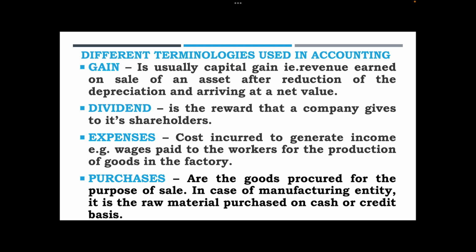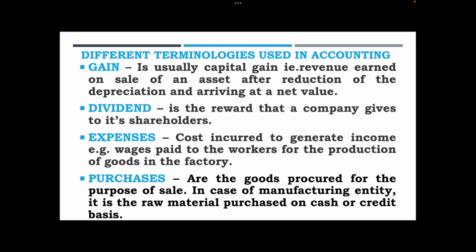If you have paid cash to purchase the raw material, you get the cash memo. If you have purchased the raw material on credit basis, you get the tax invoice. Your purchase payment terms are always mentioned in your purchase order.